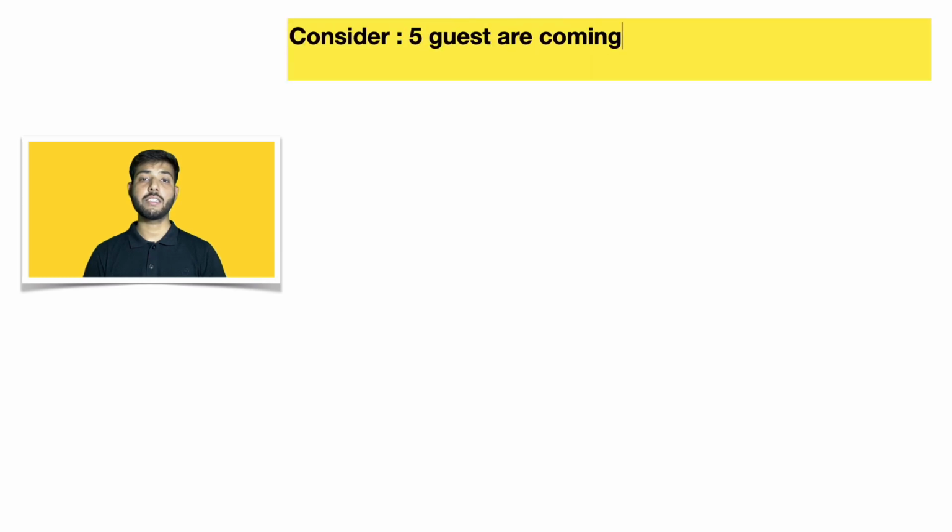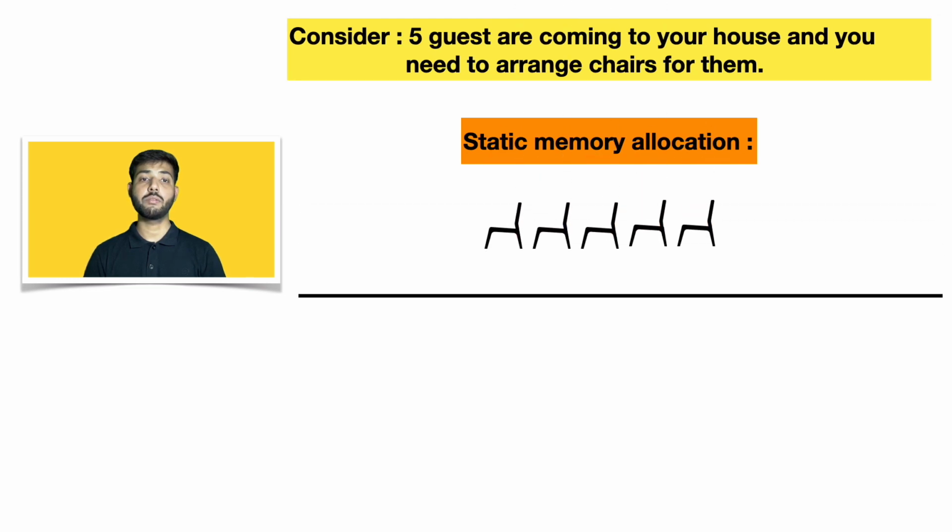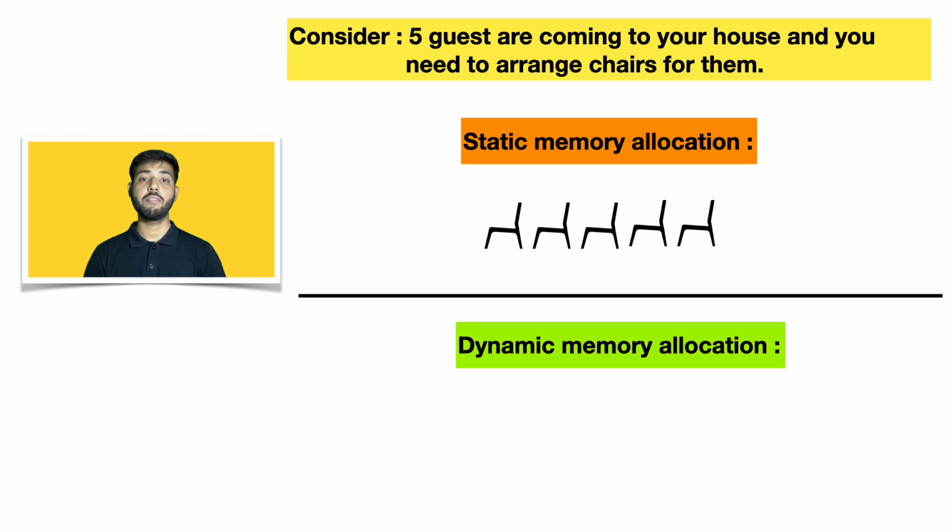Let's understand the concept of static memory allocation and dynamic memory allocation. Consider 5 guests are coming to your house and you need to arrange chairs for them. Now, if you use static memory allocation, then you will bring all the chairs at once. But if you use dynamic memory allocation, then when guest 1 enters your house, you bring the first chair, then as guest 2 enters, you bring another chair, then the third guest enters, you bring another chair, then the fourth guest enters, you bring another chair, and then the fifth guest enters, you bring another chair. So in this manner, static and dynamic memory allocation works.